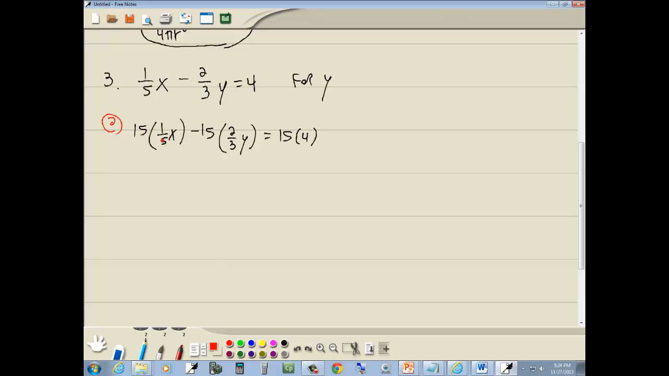Now 5 and 15 both divisible by 5. 5 divided by 5 is 1. 15 divided by 5 is 3. 3 and 15 both divisible by 3. 3 divided by 3 is 1. 15 divided by 3 is 5. If your denominators have all disappeared and you got 1's down there now, that means you picked the right LCM, or at least picked a common multiple. 3 times 1 is 3, so we got 3x minus 5 times 2 is 10y equals 15 times 4 is 60.